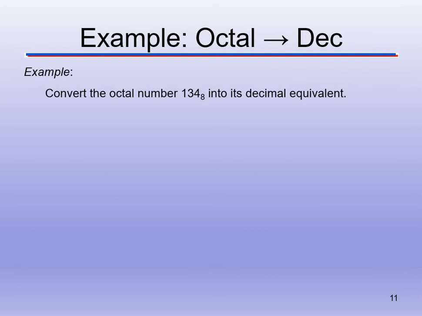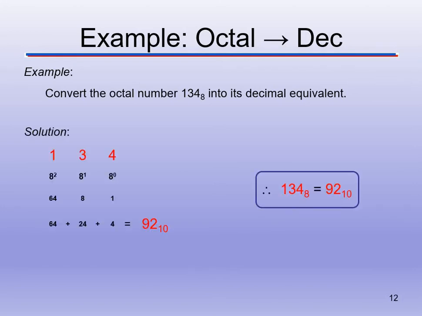So we're going to take 134 octal to its decimal equivalent. So I got to break that up, and I'm going to take 4 times 8 to the 0 plus 3 times 8 to the first, and 1 times 8 squared, and then I'm going to add all those up. Okay, remember the base is 8, that's why we're doing it that way.